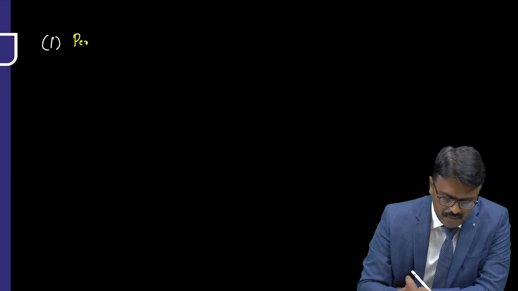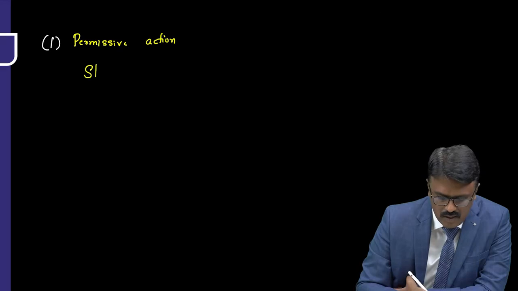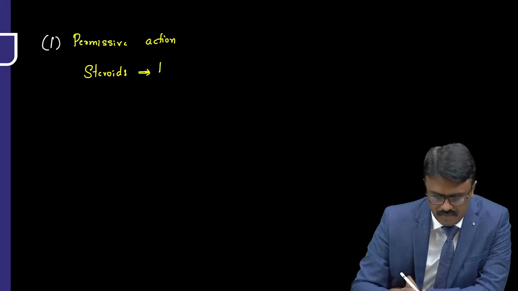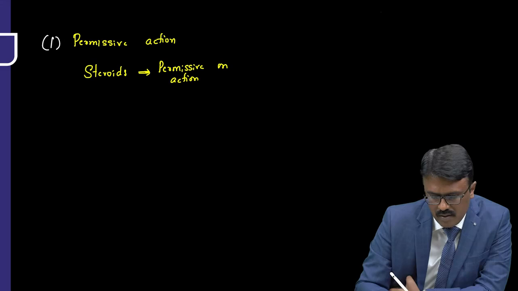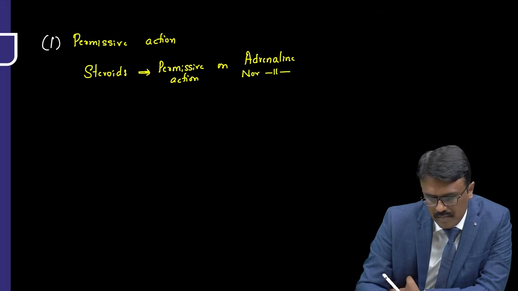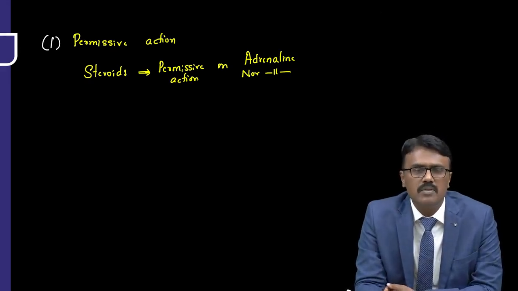Permissive action of the drug. You all know steroids. Steroids have permissive action on adrenaline as well as noradrenaline. The meaning is, in the absence of steroids, adrenaline and noradrenaline cannot produce a proper response. So that is called permissive action.